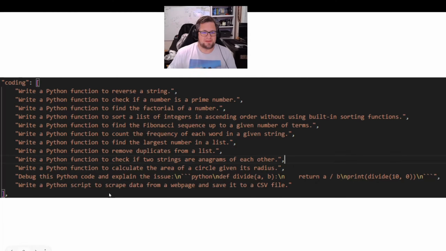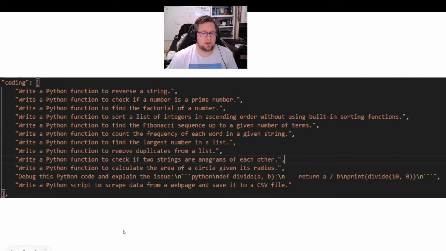All right, so jumping into it, what we have here is our coding questions. I wanted to have a wide range of questions, but I stayed with Python for now. I would like to maybe expand that out to other languages as well, but I wanted to be very consistent, so it was a single language being evaluated. I had it do something as simple as reversing a string all the way down to scraping an entire web page and saving it to a CSV file. But again, I kept it with Python just to keep it consistent between each.